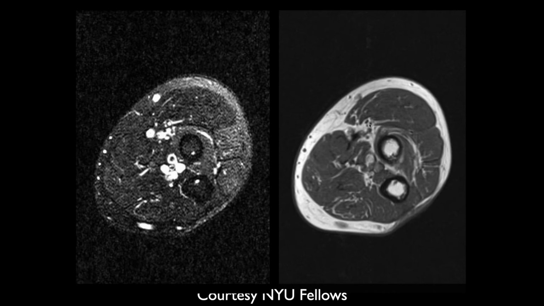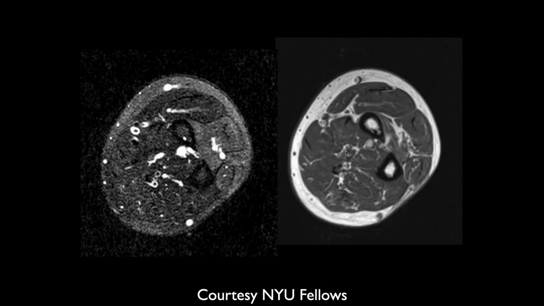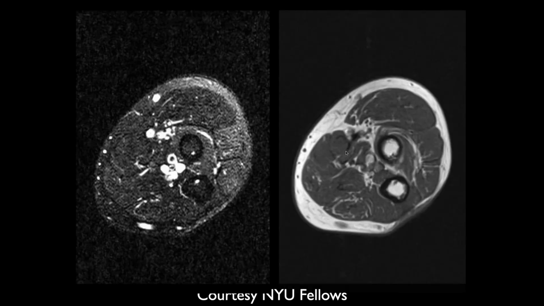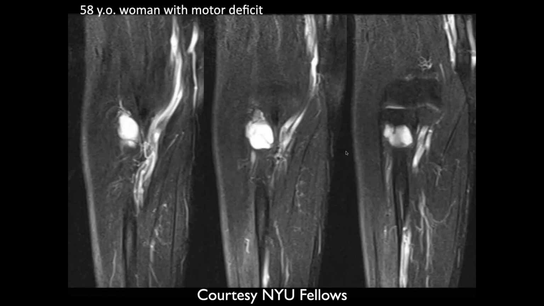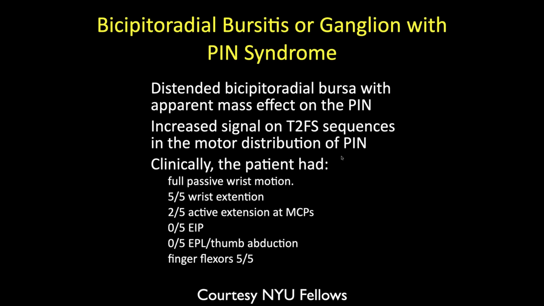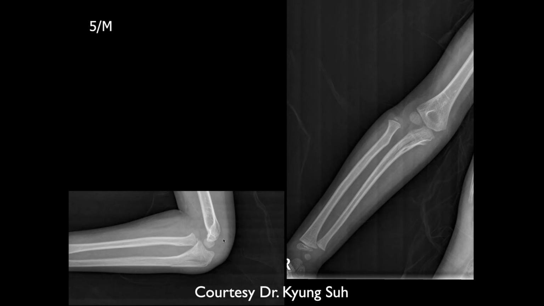And here we go down. Maybe a little bit of atrophy of the supinator. But what do you think is most likely going to cause a fluid in this location? Either a tear or a ganglion. Okay. And this patient had PIN syndrome because of its location. It also compressed the motor distribution of the PIN, and the patient had marked weakness of thumb abduction due to that.